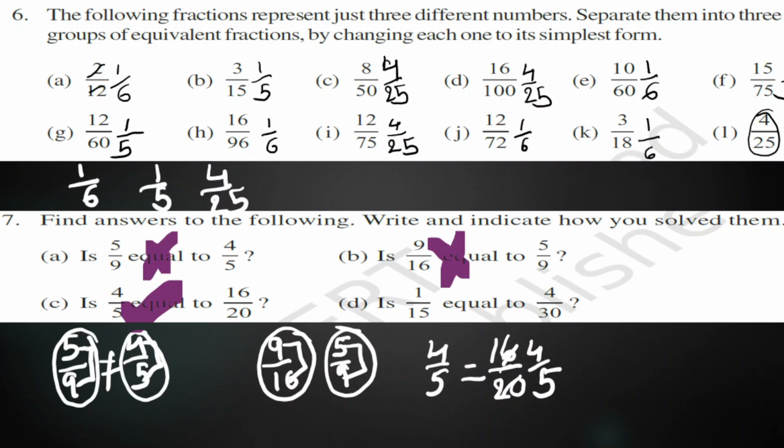And here, is 1 by 15 equal to 4 by 30? Let me write the simplest form of 4 by 30. Here 2 is the HCF. So this 2 by 15 is the simplest form. So this 1 by 15 is not equal to 2 by 15. So these are not equal fractions.